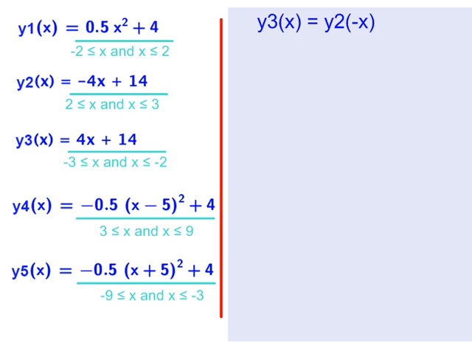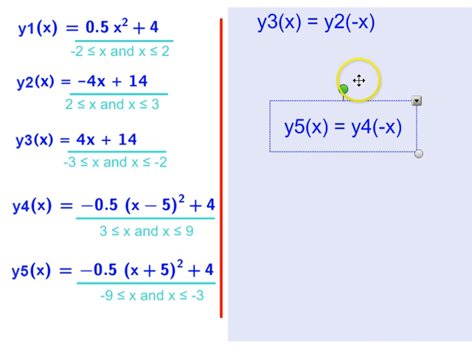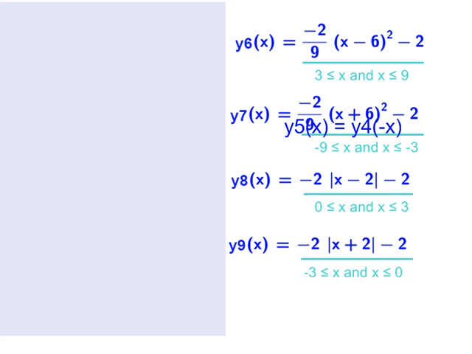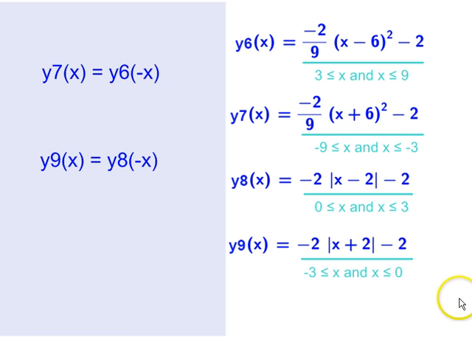y5 and y4 are reflections of each other. Likewise, y7 is a reflection of y6, y9 is a reflection of y8. And again, you can type those in instead of the full equations for y7, y9, and so on.